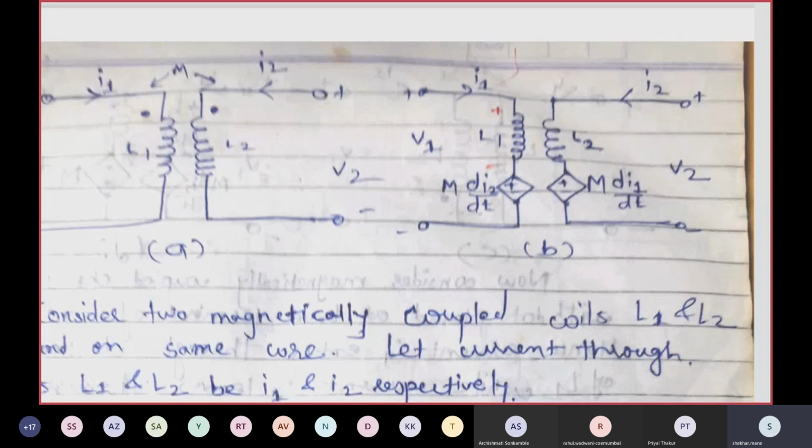Have you understood this? Yes, sir. Anyone having doubt?